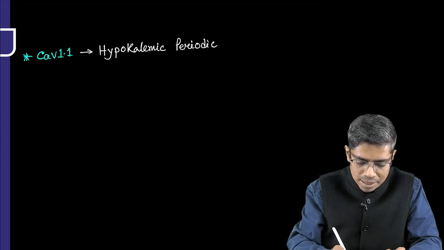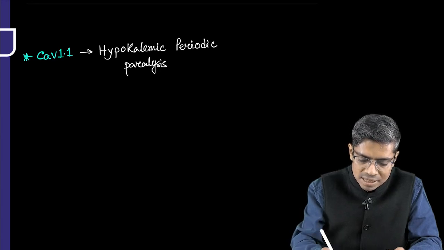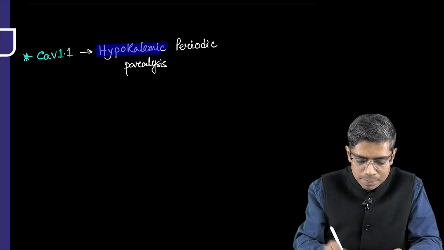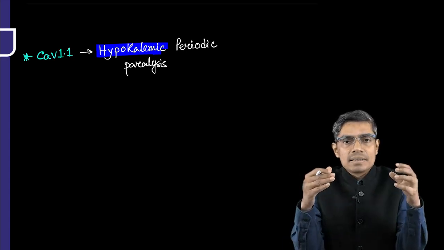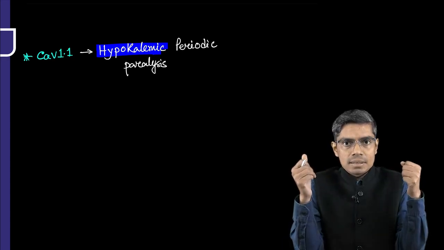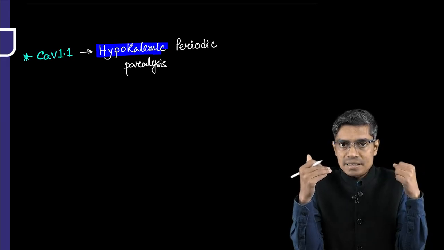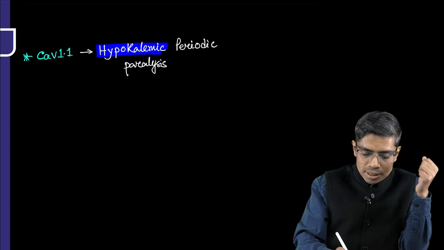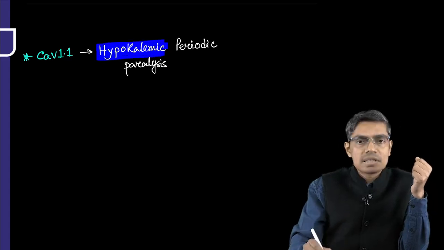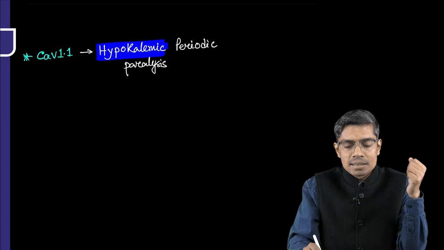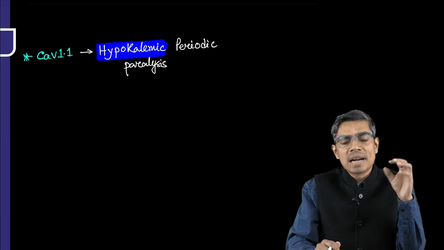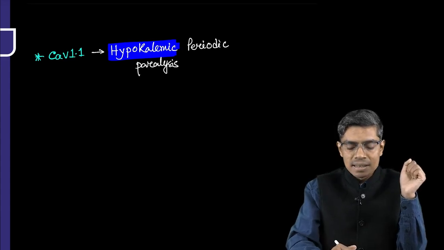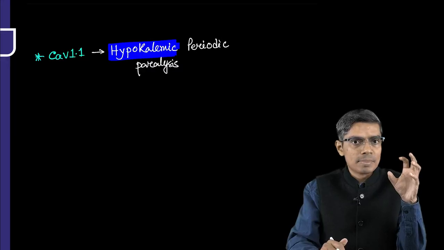Periodic paralysis. Okay, so you must have heard of this disease, hypokalemic periodic paralysis. Transient, sudden onset paralysis or muscle weakness can develop associated with hypokalemia. So whenever your potassium level in the blood is very low, sometimes the patient suffers from a severe or mild form of muscle weakness or paralysis, that is known as hypokalemic periodic paralysis.